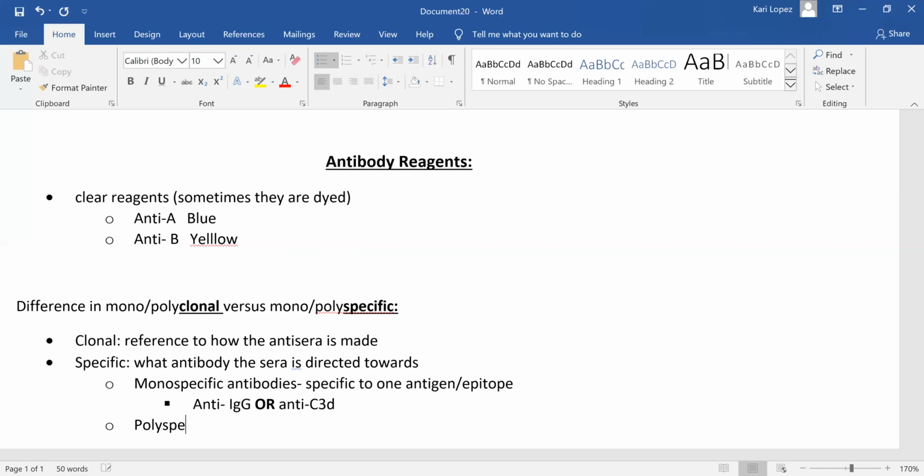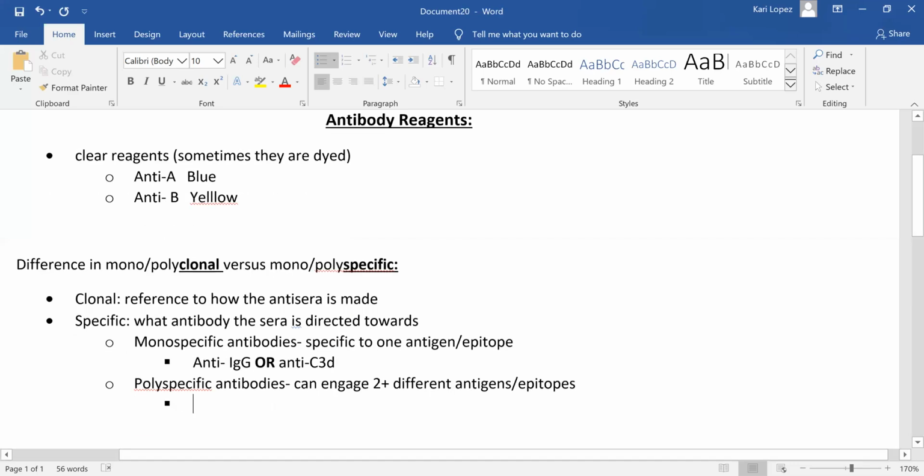Now your polyspecific antibodies can engage two or more different antigens or epitopes. Now examples of that are going to be anti-IgG or immunoglobulin G and anti-C3d. So they can engage both IgG and complement.